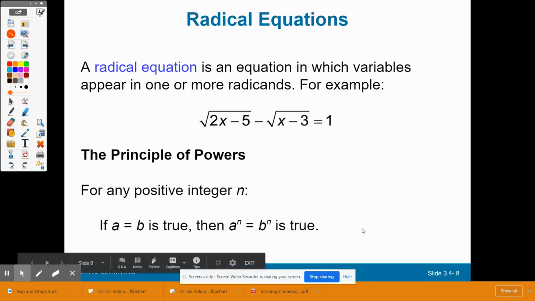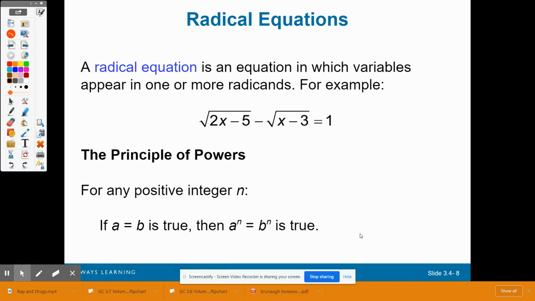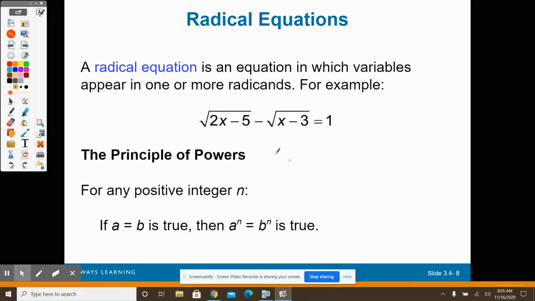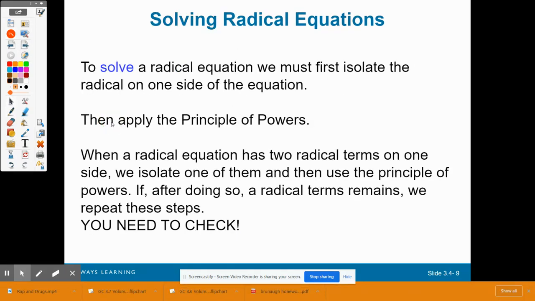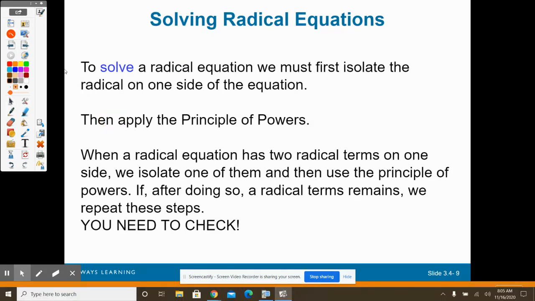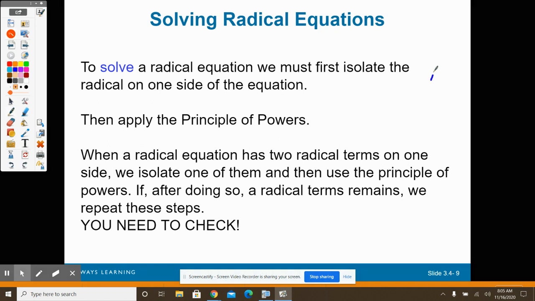Okay, so what happens if you have an equation that has radicals in it? Okay, it's tricky. The strategy is you have to square both sides to get rid of the square root, but you cannot do that until you isolate one of the square roots by itself. So I think I write that on the next slide. Let's double check. Yep, okay. So to solve a radical equation, you must first isolate the radical on one side of the equation. Then apply the principle of powers. Then square both sides, because that's probably what we're going to be doing.